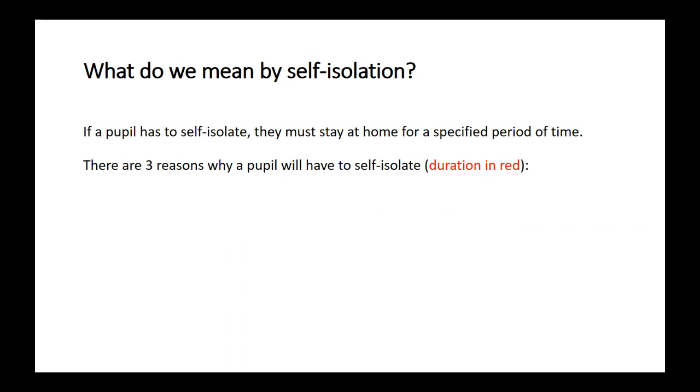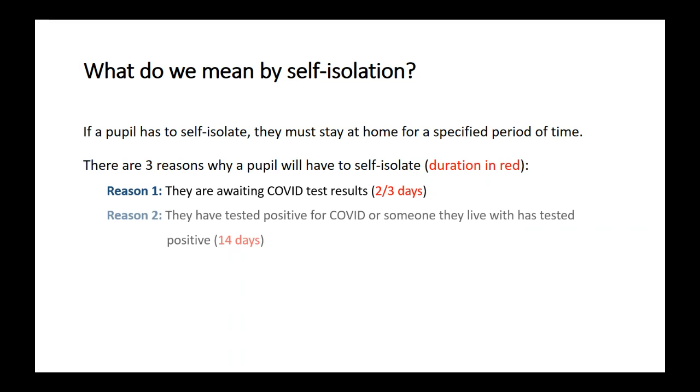So what do we mean by self-isolation? Well, if a pupil has to self-isolate, that means they must stay at home for a specified period of time. There are three reasons why a pupil would have to self-isolate. The first is if they've displayed symptoms of COVID and are awaiting test results. Typically, this should only be for 2 to 3 days. The second reason is if they've tested positive themselves or someone in their household has tested positive, in which case they must self-isolate for 14 days. The third reason is if a member of their year group has tested positive, and as a result, the whole year group is self-isolating at home for a 14-day period.